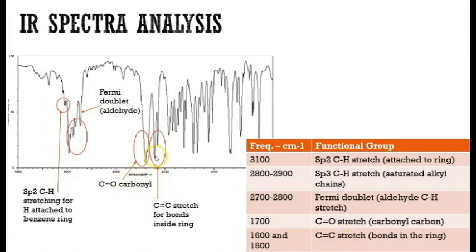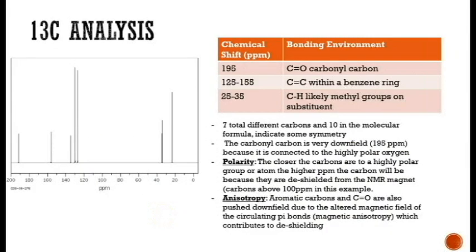Then down here at 1600 and 1500, we can see this is where usually C double bond C stretching happens, and so that's most likely the C double bonding within the aromatic benzene ring. But so now we know that there's an aldehyde, we know there's a benzene ring, we know that there's some other CH stretching going on, but we need to further elucidate with some other spectra analysis, which we'll do next. So next we'll look at the carbon-13 NMR analysis.